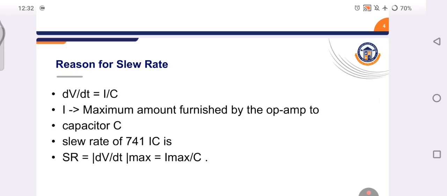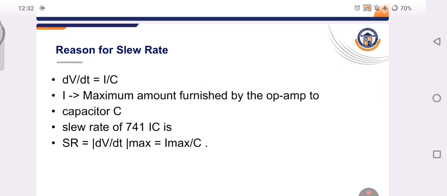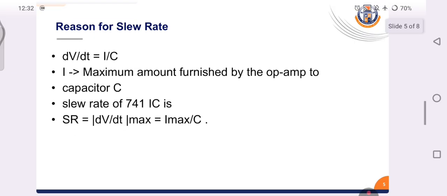The maximum rate of change of output voltage is called the slew rate. The equation becomes SR = dV/dt at maximum, that is, I max / C. This equation tells us that the slew rate increases when the charging current increases and decreases when the capacitor value increases.